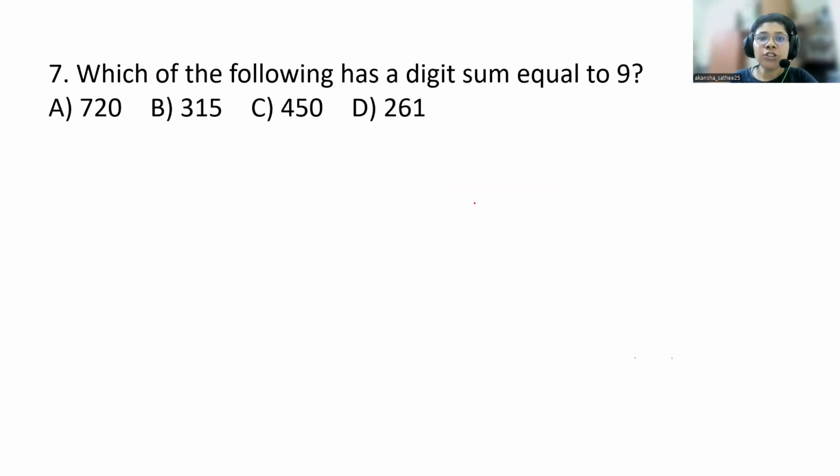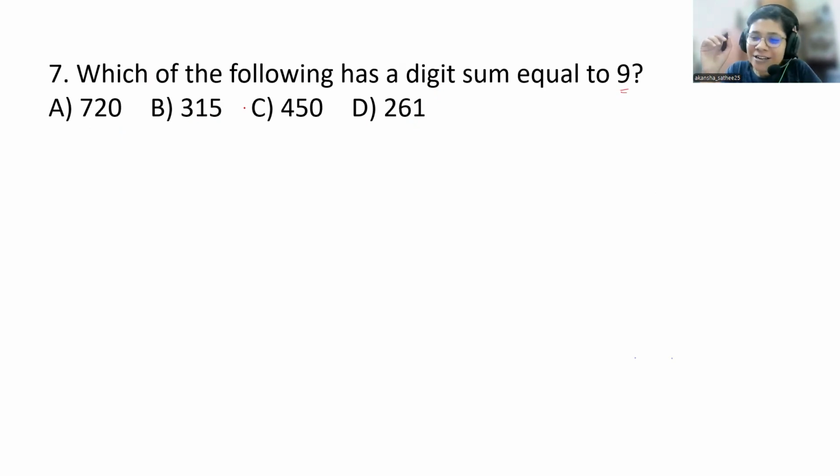Next problem. Which of the following has a digit sum equal to 9? Okay. Again, you have two methods to do it. First, you compute the digit sum, and all those with digit sum equal to 9 would be correct. Second, you check which are divisible by 9. So you have two options. Okay, let's start. Which of the following has a digit sum equal to 9? What is your guess? Any guesses?